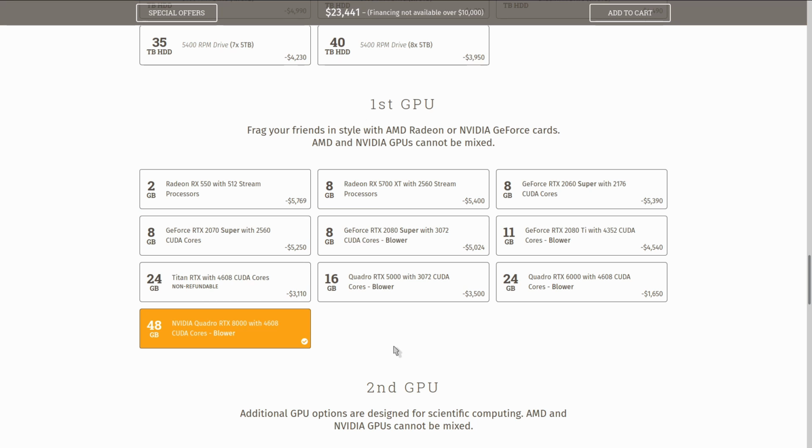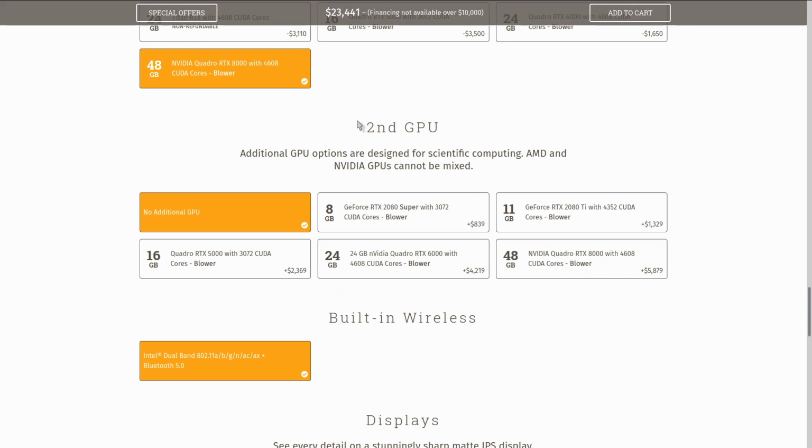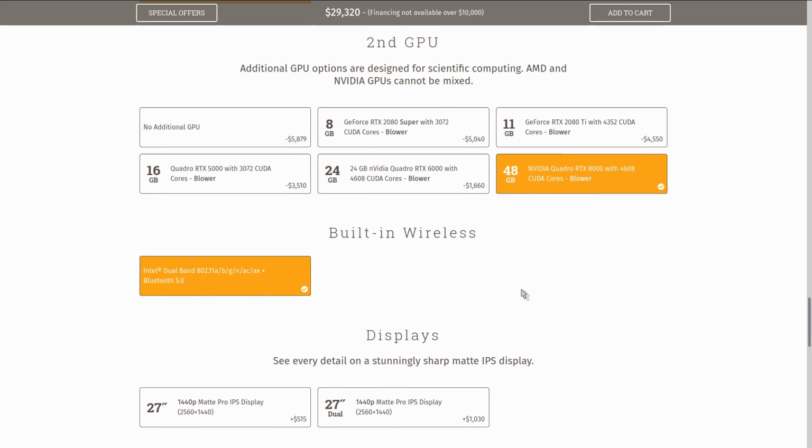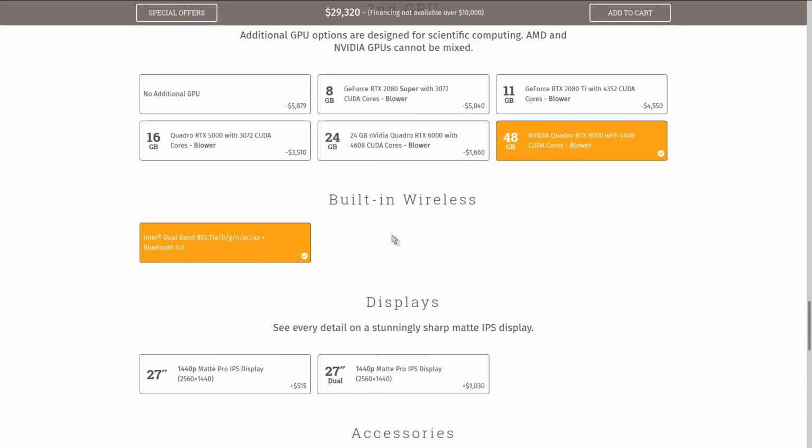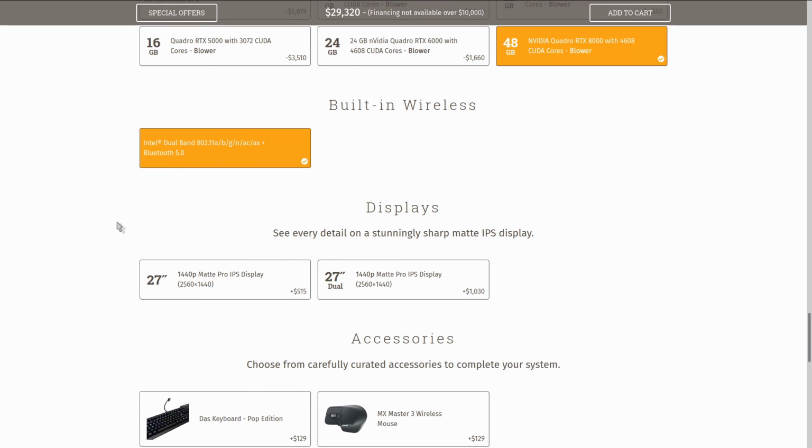We're going to go with the 48GB NVIDIA Quadro RTX 8000 with 4,608 CUDA cores. That's $23,000 at this point. And of course, we have the first GPU, so we're not going to skimp out on a second one. We're going to do the exact same thing again and do the 48GB for about $6,000. No big deal at this point, because we're almost in the $30,000 range. Built-in Wi-Fi, you can't choose anything else besides what they already give you, so we'll keep it what it is.